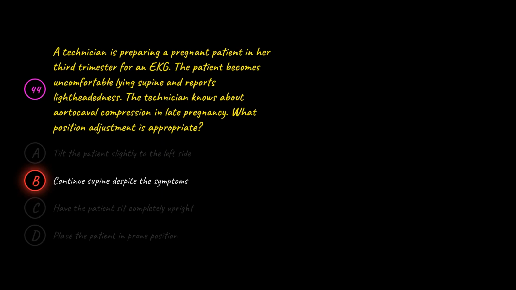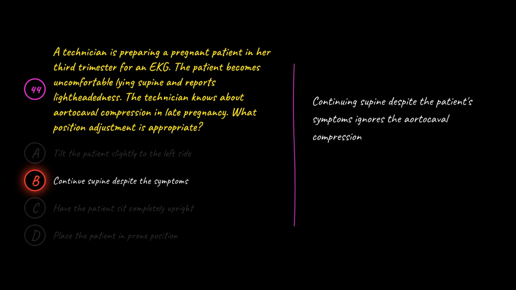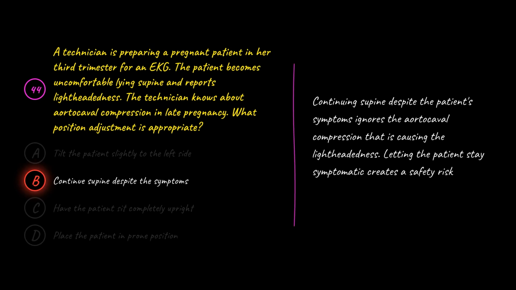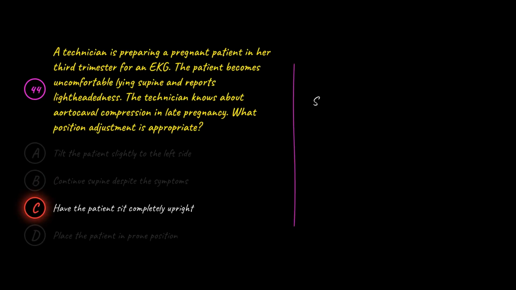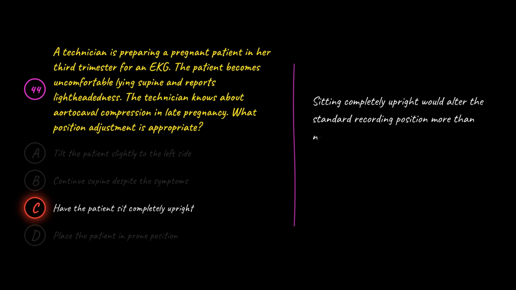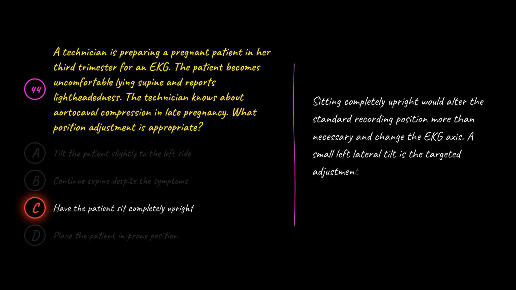B is wrong because continuing supine despite the patient's symptoms ignores the aortocaval compression that is causing the lightheadedness. Letting the patient stay symptomatic creates a safety risk that has a simple positioning fix. C is wrong because sitting completely upright would alter the standard recording position more than necessary and change the EKG axis. A small left lateral tilt is the targeted adjustment for aortocaval compression rather than a full posture change.